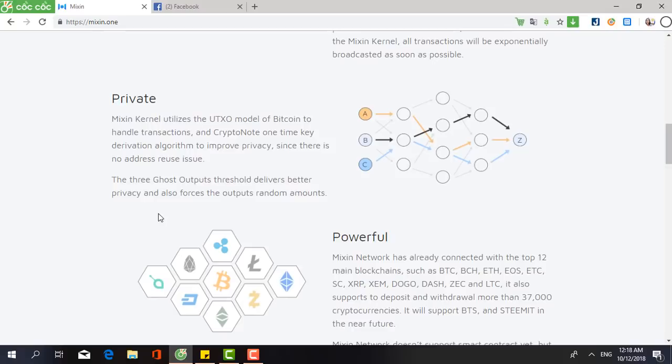The third one, I think many people are concerned about it, is private. Mixin kernel utilizes the UTXO model of Bitcoin to handle transactions and uses one-time key derivations and algorithms to improve privacy, so there is no address reuse issue. The ghost outputs deliver better privacy and also force the output random amount.